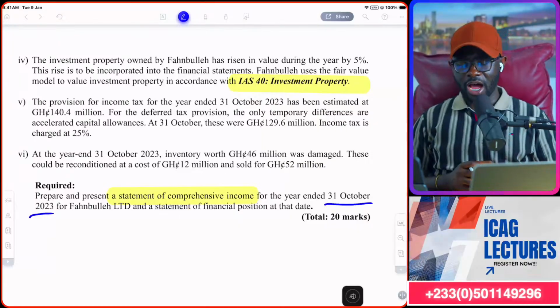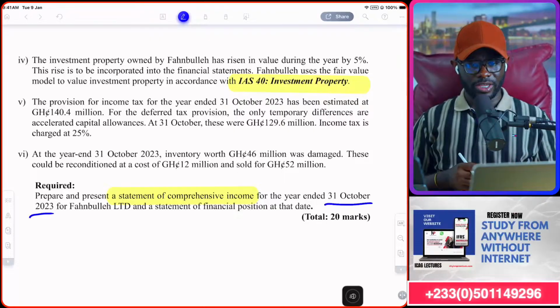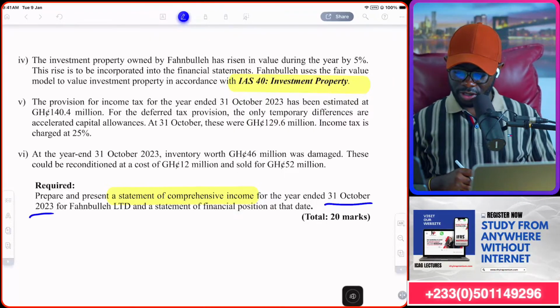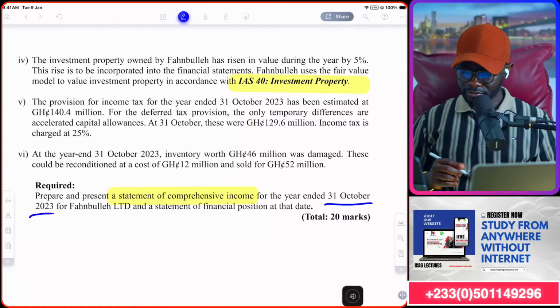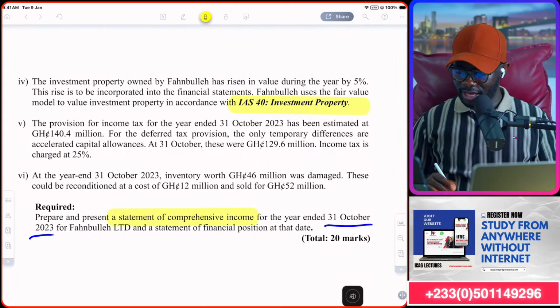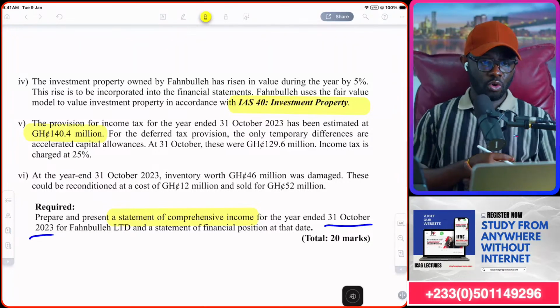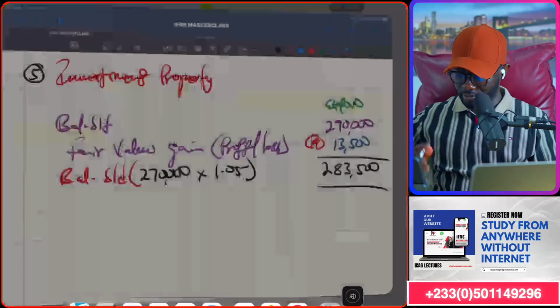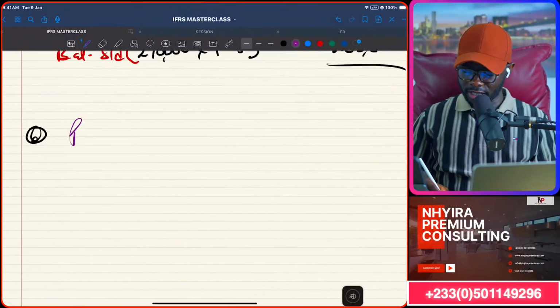Then we come to our regular customer that, whether you like it or not, will be there always. And that is the issue in respect of IAS 12, income tax, note 6. The provision for income tax for the year ended 31st October has been estimated at this figure. Okay, so what do we do? Simple. Note 6, income tax.